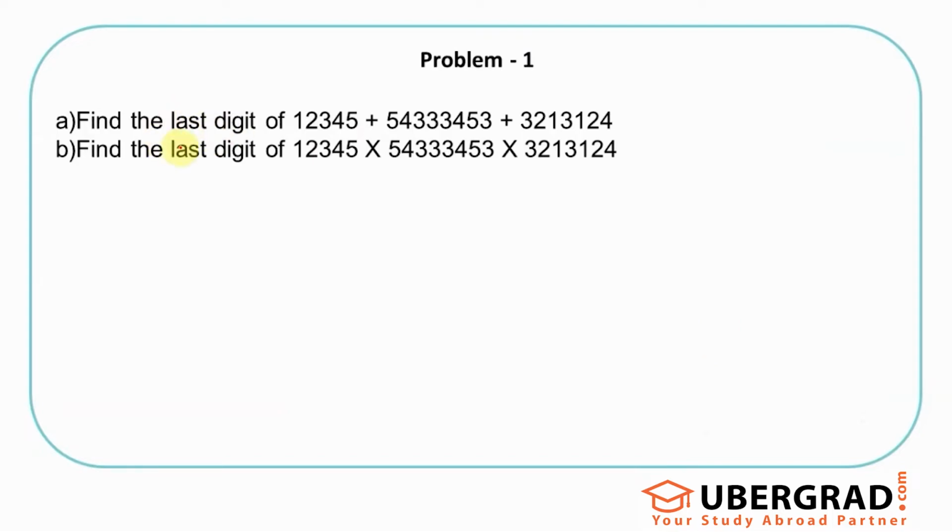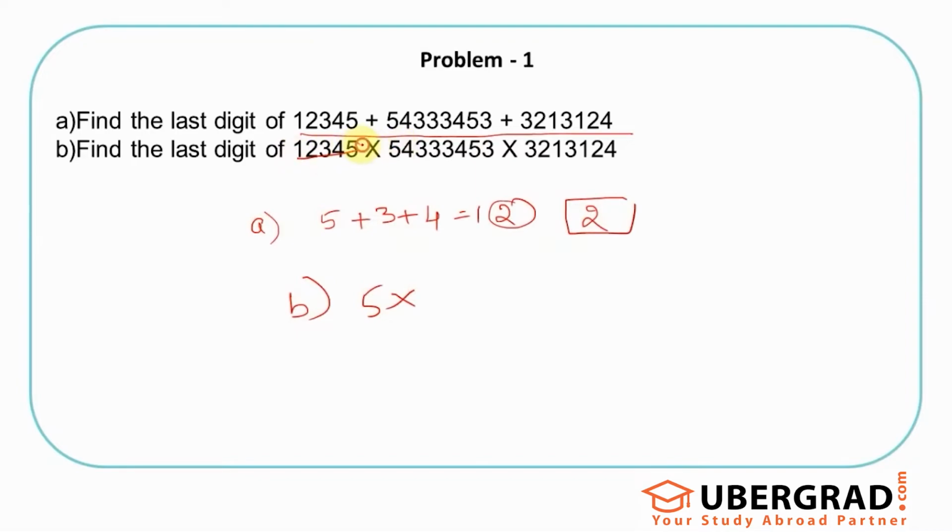The first question says find the last digit of this big expression, which, as we said, is fundamentally the same as asking this: 5 plus 3 is 8, plus 4 is 12, so it's 2. So the final last digit is 2. For the next one, it's fundamentally 5, then 3, then 4. 5 3s are 15, 15 4s are 60. So the last digit is 0 for this.